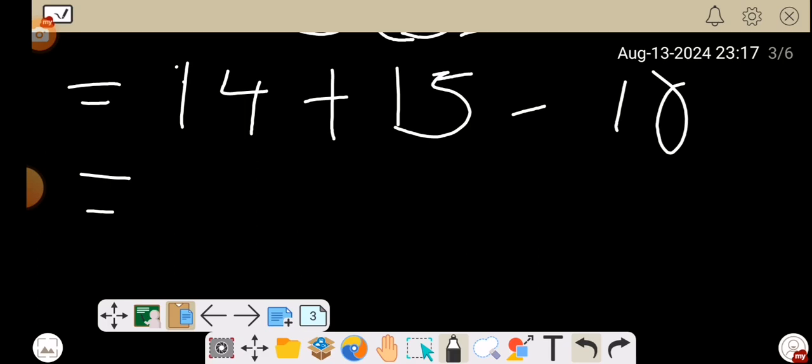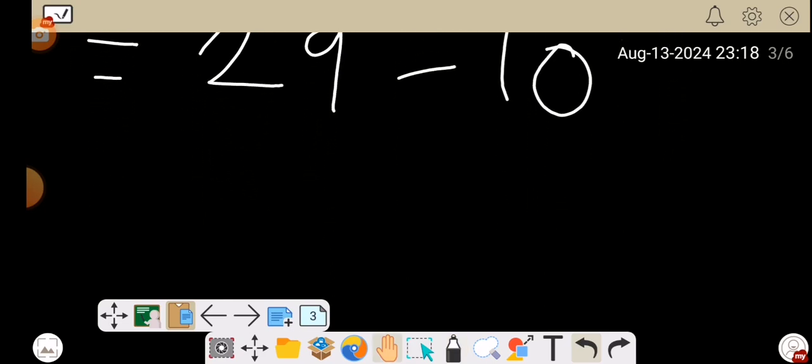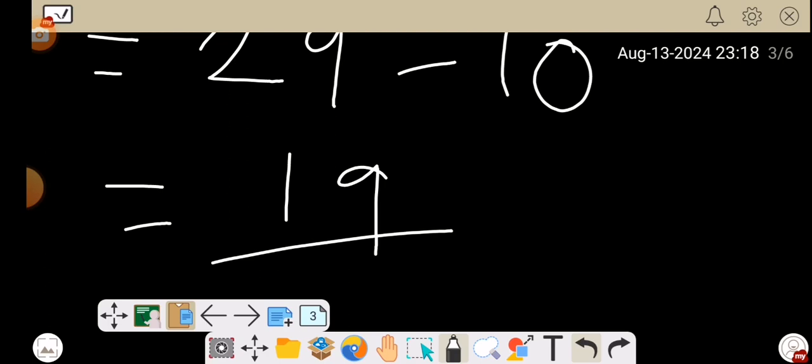Okay, so from here we should add 14 plus 15. 14 plus 15 is 29, minus 10. So from here we can clearly see that our final answer is equal to 19. Are we okay? So this is the first part under the introduction of mathematics, which is just simple.